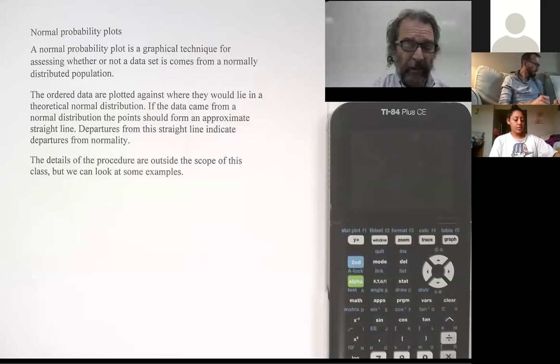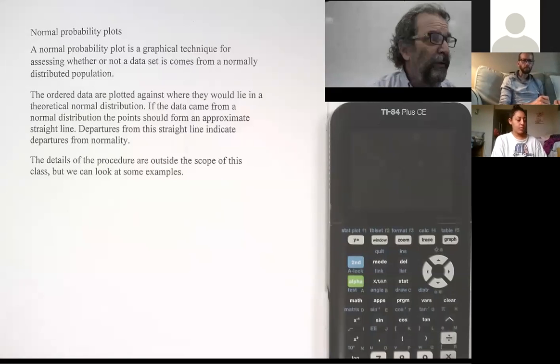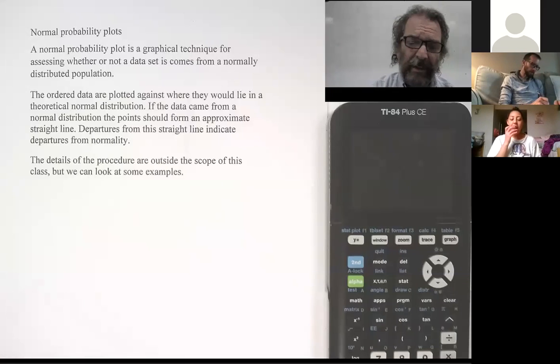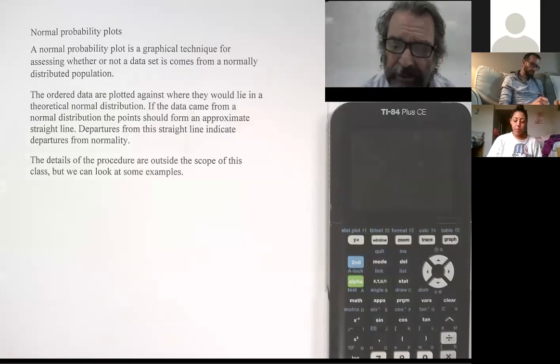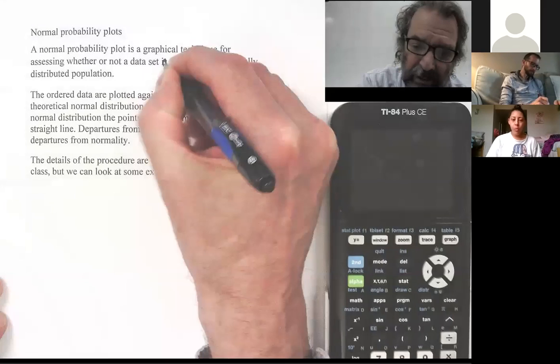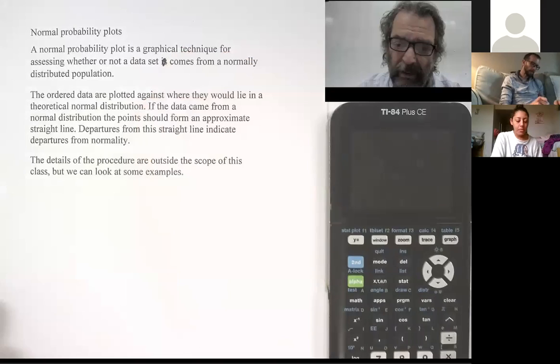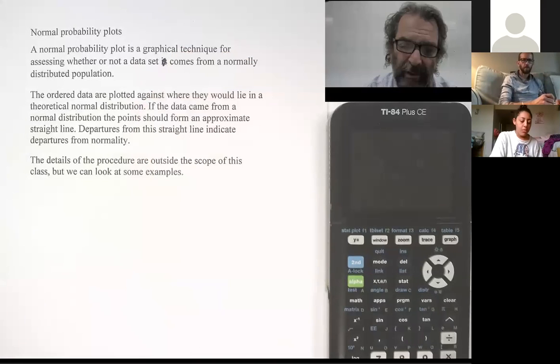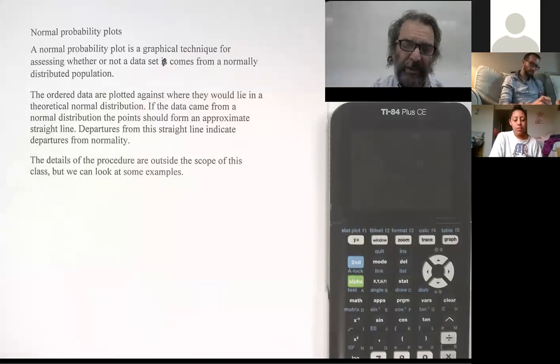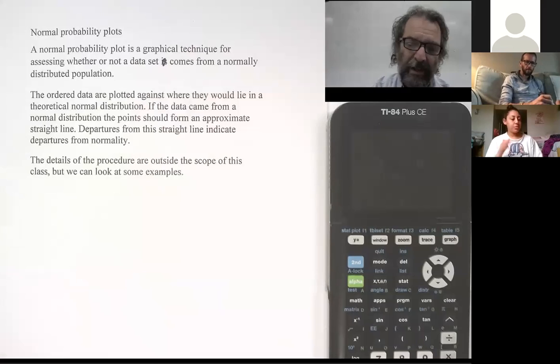We're going to talk about normal probability plots. A normal probability plot is a graphical technique for assessing whether or not a data set comes from a normally distributed population. The ordered data are plotted against where they would lie in a theoretical normal distribution. If the data came from a normal distribution, the points should form an approximate straight line. Departures from the straight line indicate departures from normality.